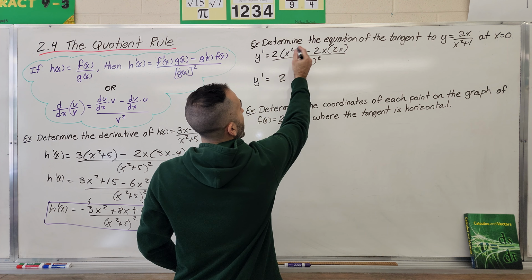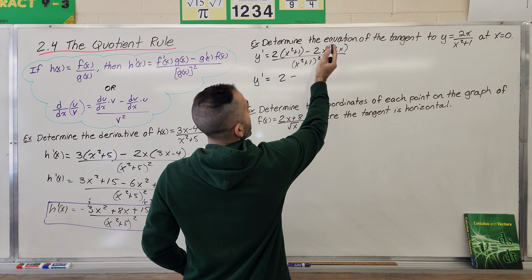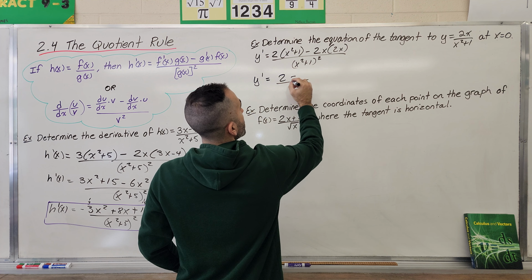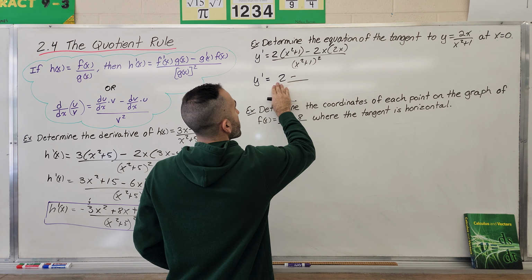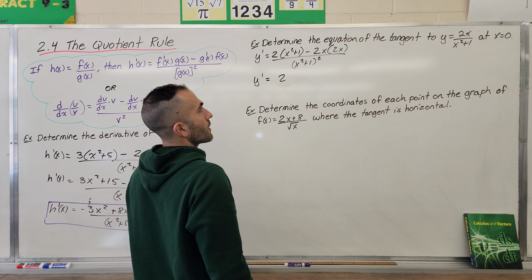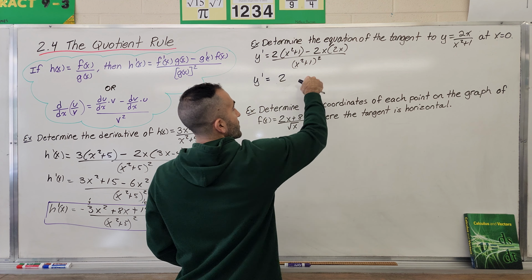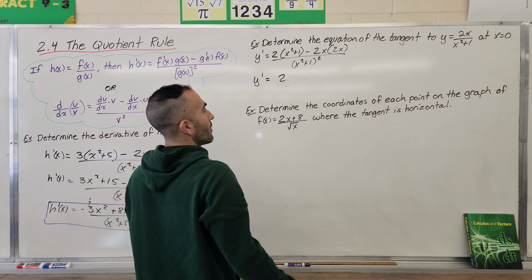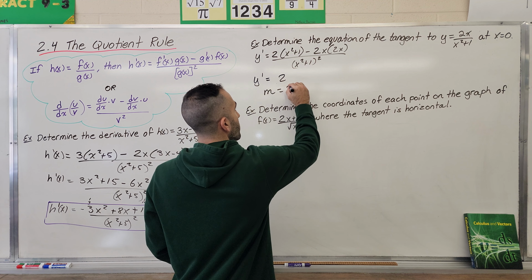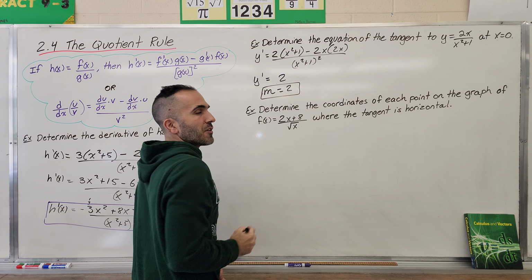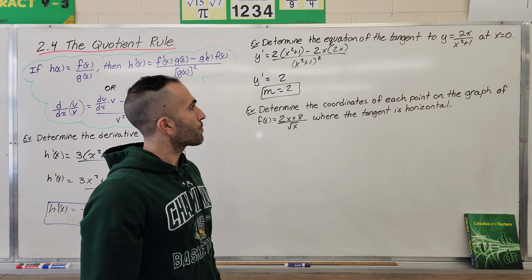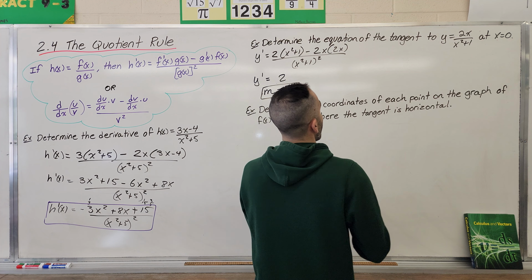That's going to be a 2 times 1 minus gone over 1. It's 2. Done. Okay, so I'm just plugging in 0 into all x's and figuring out what y prime is. This means that my slope is 2. I'm going to box that because it's a key point that I need to bring forward. Now I need my point of tangency.